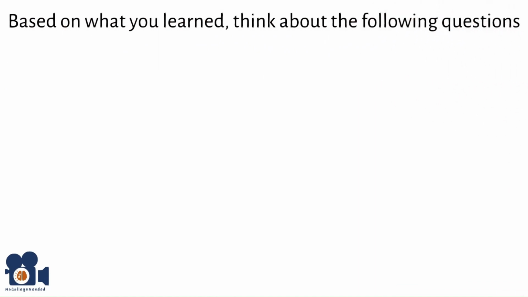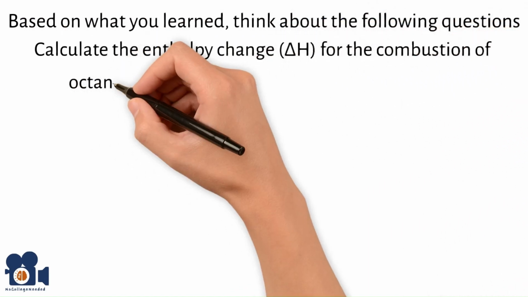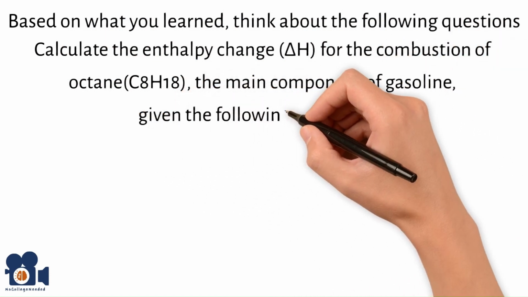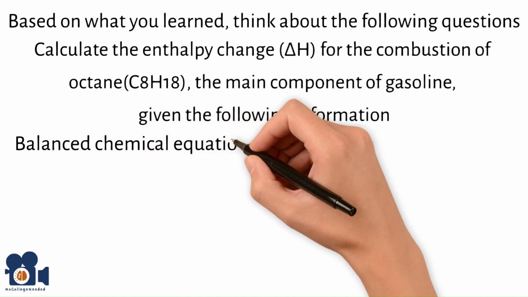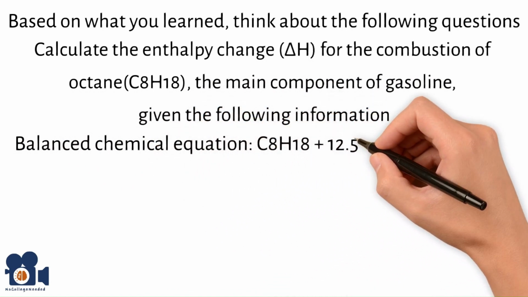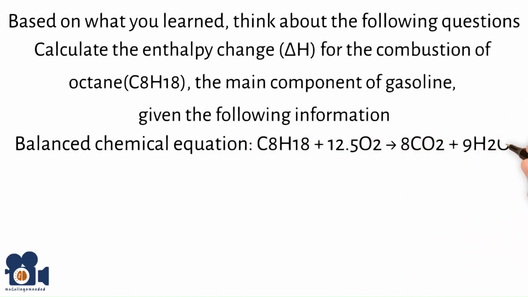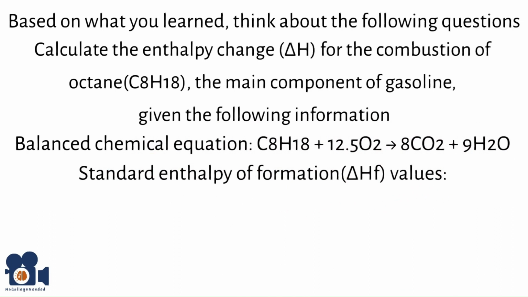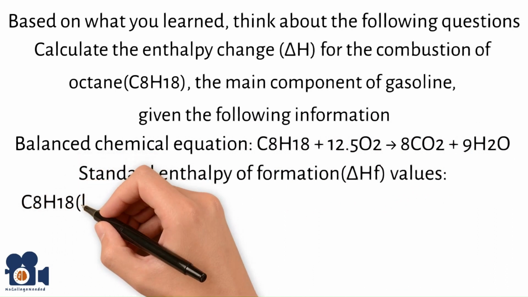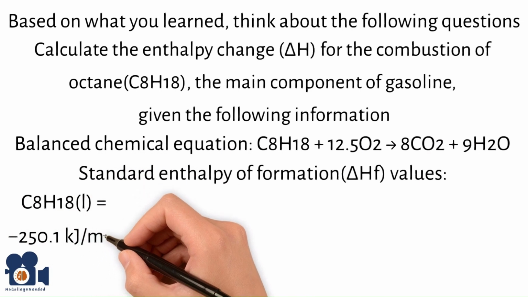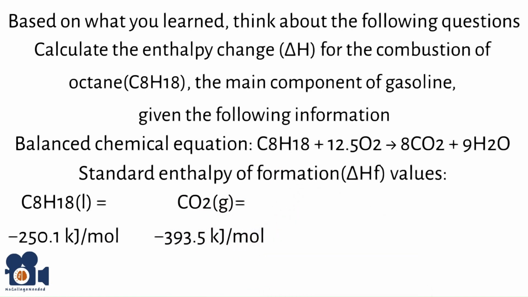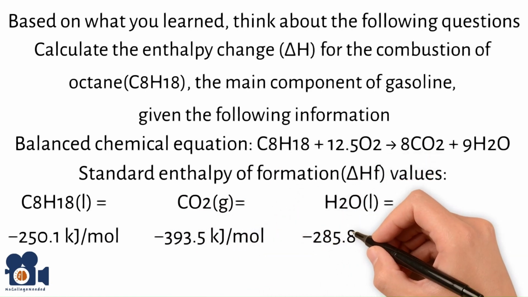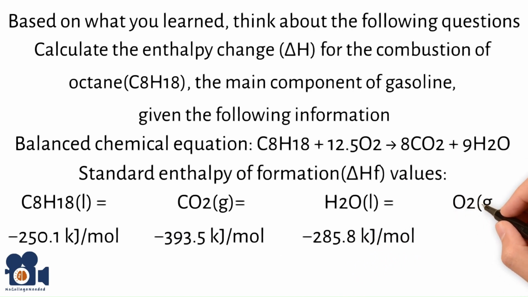Based on what you learned, think about the following question. Calculate the enthalpy change for the combustion of octane, the main component of gasoline, given the following information. The balanced chemical equation is C8H18 plus 12.5 O2 going to 8 CO2 plus 9 H2O. The standard enthalpy of formation values are for C8H18, negative 250.1 kilojoules per mole, CO2, negative 393.5 kilojoules per mole, H2O, negative 285.8 kilojoules per mole, and oxygen, 0 kilojoules per mole.